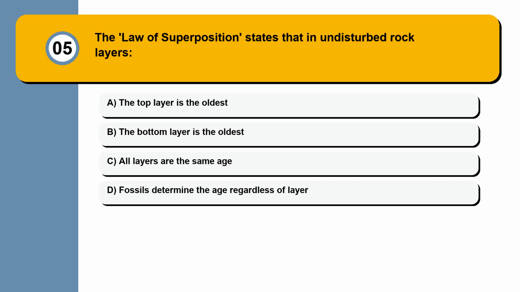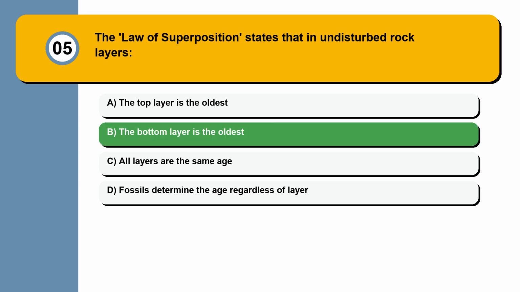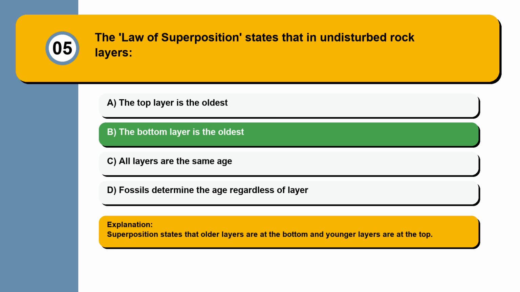Question 5. The law of superposition states that in undisturbed rock layers, the top layer is the oldest, the bottom layer is the oldest, all layers are the same age, fossils determine the age regardless of layer. Superposition states that older layers are at the bottom and younger layers are at the top.